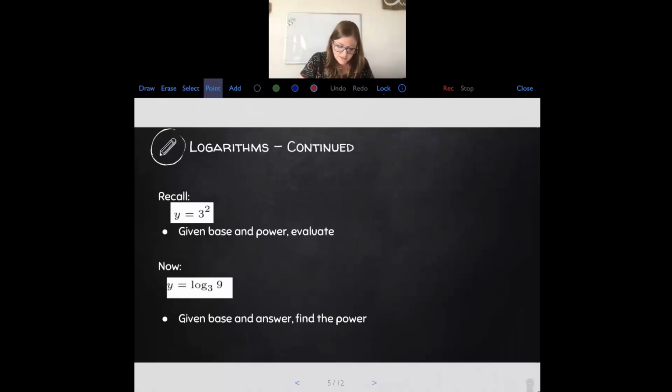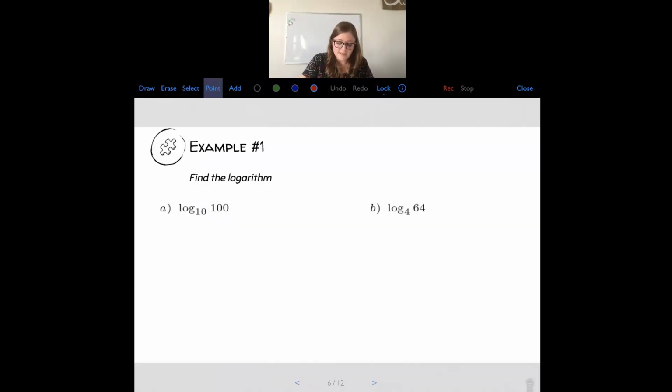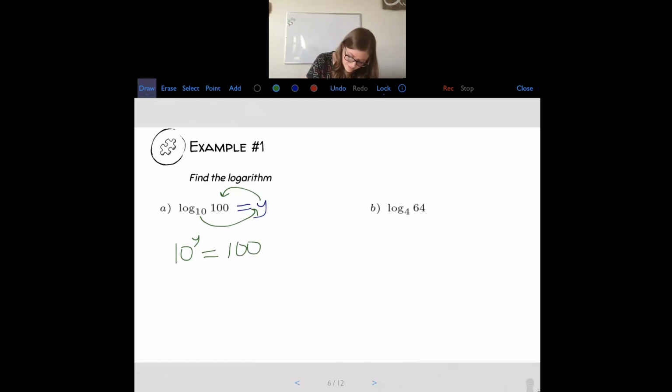Okay, so next, example 1, find the logarithm. Part A is log base 10 of 100. One thing you can do is set this equal to y. Remember that we are finding the power. So if we write it going forward, 10 to the power of y is equal to 100. So 10 to what power is equal to 100? 10 squared is equal to 100. So in this case, y would be equal to 2, or another way to say it is that this logarithm is equal to 2. And that's because 10 squared is equal to 100.